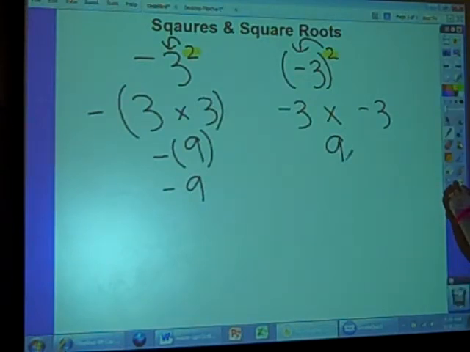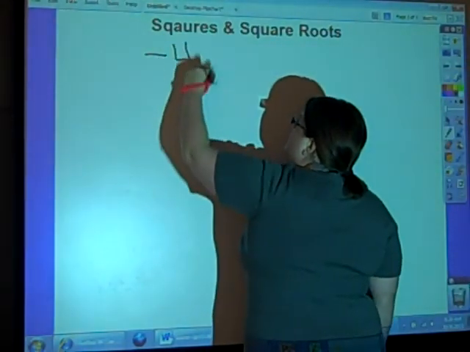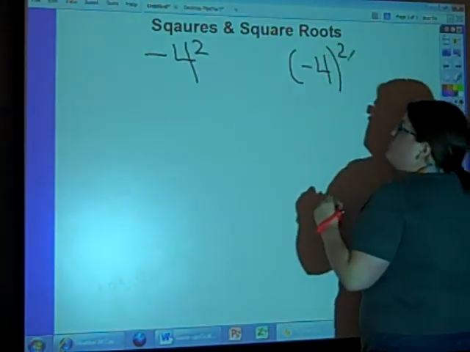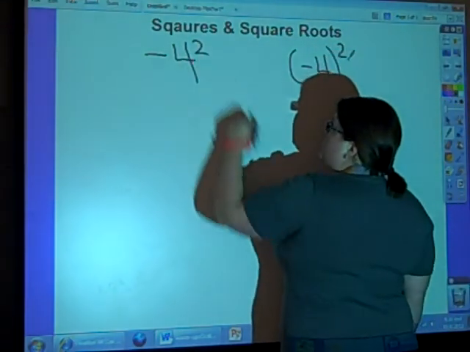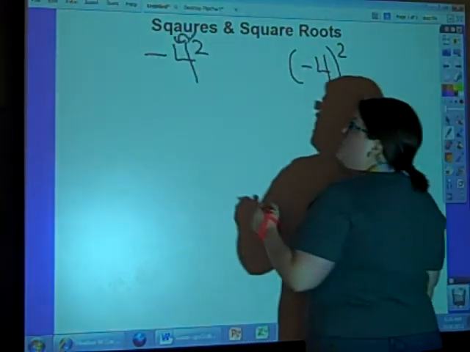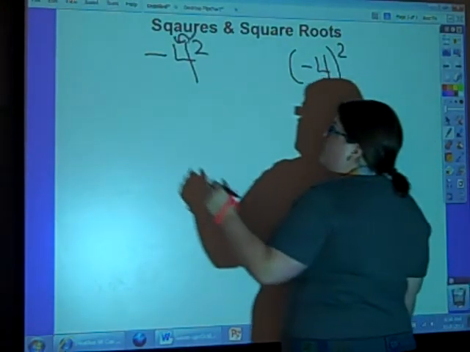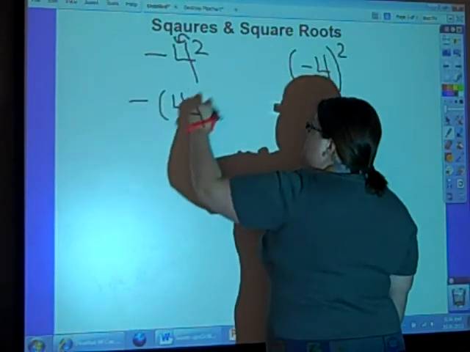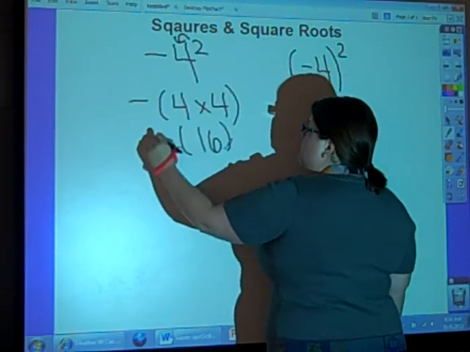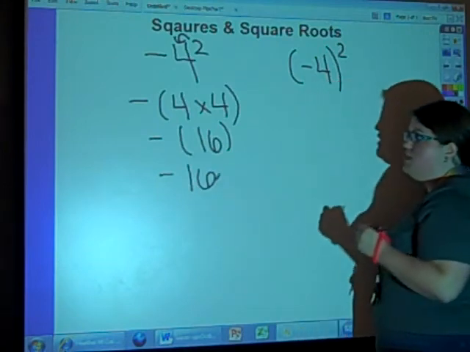Let's go over that one more time with some different numbers. So if I have it written like this, I'm going to say, well, I see my exponent or my power right here, and directly next to it is the number 4. So basically I'm saying, what is the opposite of 4 squared, or what is 4 squared negated? So the opposite, I'm going to see my 4 2 times. 4 times 4 is 16. I want the opposite of 16. Opposite of a positive is a negative. So the answer is negative 16.